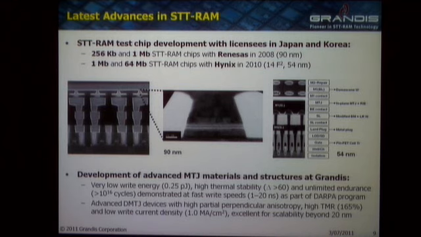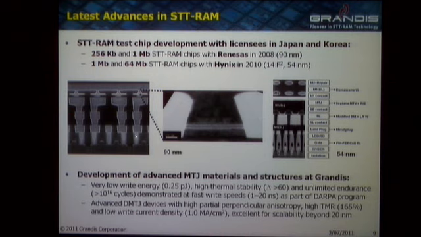So this graph summarizes some of the chip development that we've been doing with our partners over the last 2 or 3 years. The images on the left are from a Renesas chip at 90 nanometers from 2008, and the ones on the right are from a Hynix chip that we developed with them at 54 nanometers, and we showed this at the IEDM conference a couple of months ago. So they're similar, but with a few key differences.